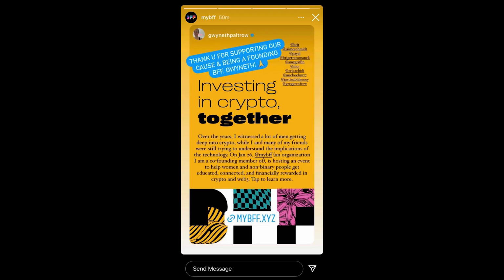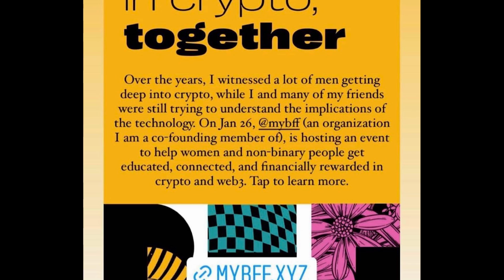They partnered with Gwyneth Paltrow. Over the years, I witnessed a lot of men getting deep into crypto, while I and many of my friends were still trying to understand the implications of the technology. On January 26th, My BFF is hosting an event to help women and non-binary people get educated, connected, and financially rewarded in crypto and Web3. Well, I for one am just glad Gwyneth Paltrow is finally being financially rewarded.